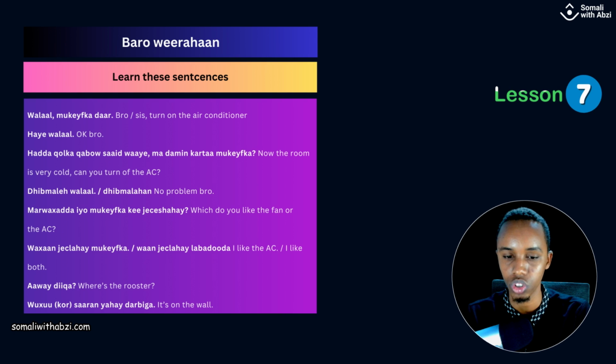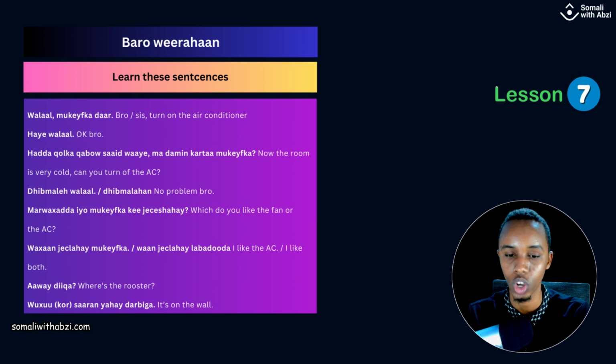Yeah. The next one is wuxuu kor saaran yahay derbiga. Wuxuu, because diq in Somali is a masculine noun. So wuxuu. If it was doro, hen, the feminine, you go with waxay. Waxay kor saaran tahay. Now it's wuxuu kor saaran yahay. Yeah. So when you're saying on in the Somali language, you just need to use saaran. If it's masculine, saaran yahay, and then feminine, saaran tahay.